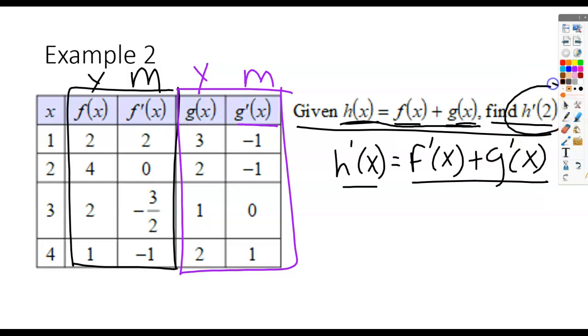But they also want us to find h prime when x equals 2. So now I'm going to plug in 2 to my h prime function. If I plug in 2, it's going to look like this now.